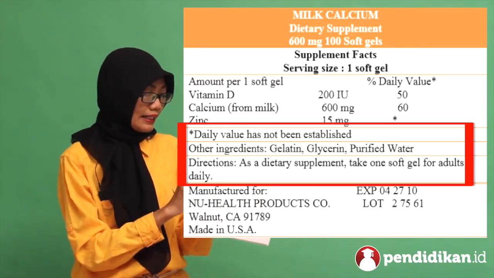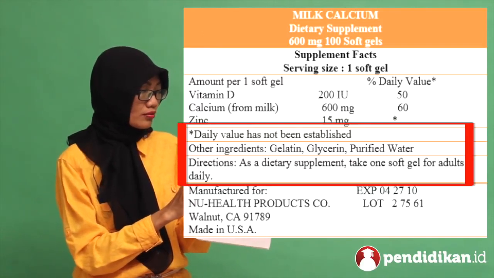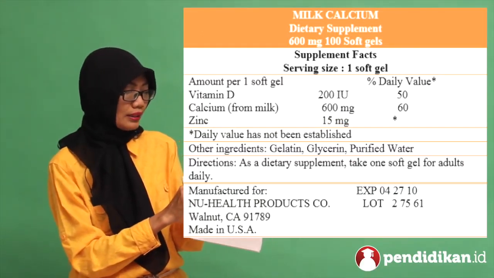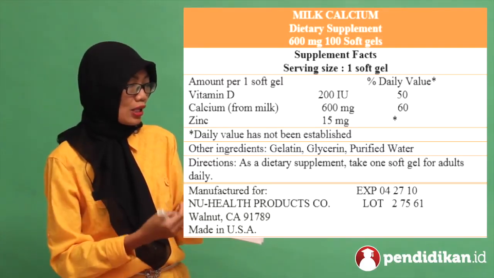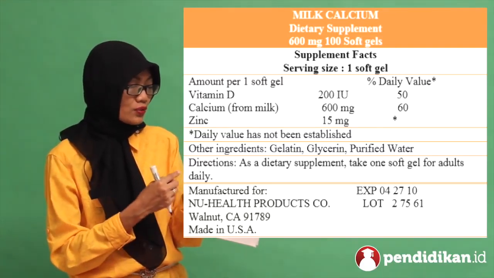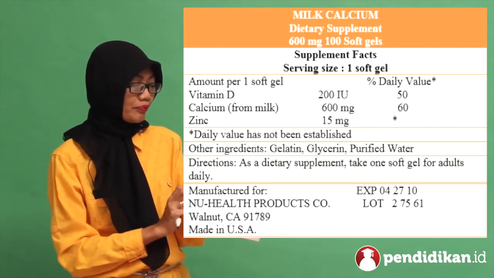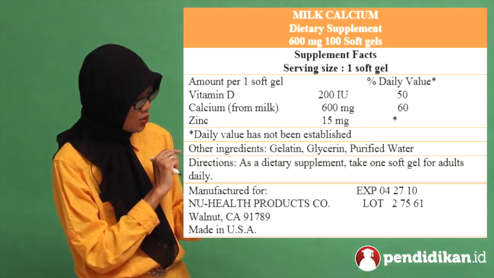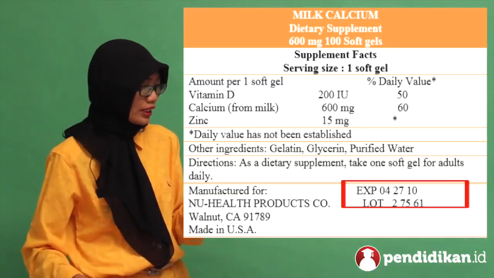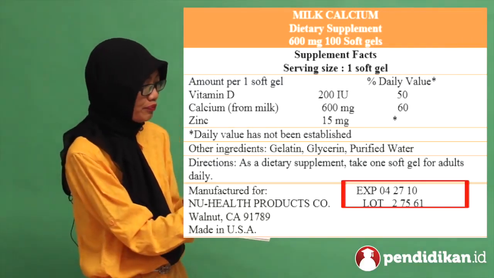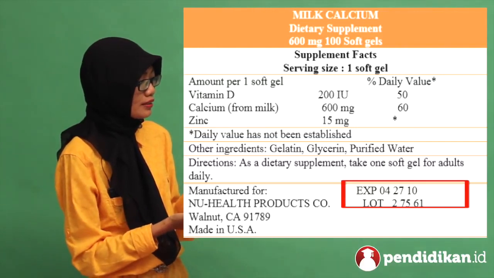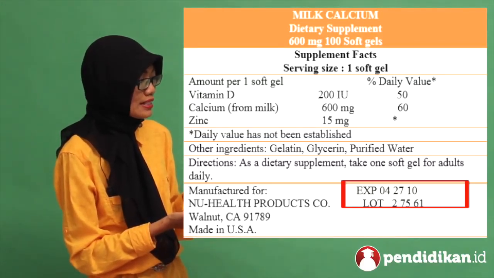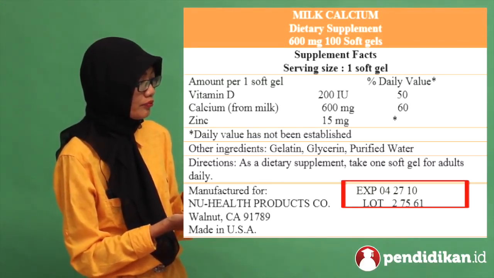Okay, the next information is about direction to store. In this product, we cannot find the information about that. The direction to store is not available. And the last one is about expiration date. We have here this one, EXP 04 27 and 10.